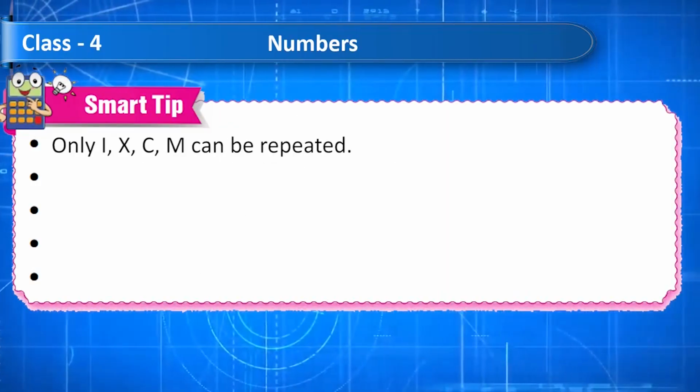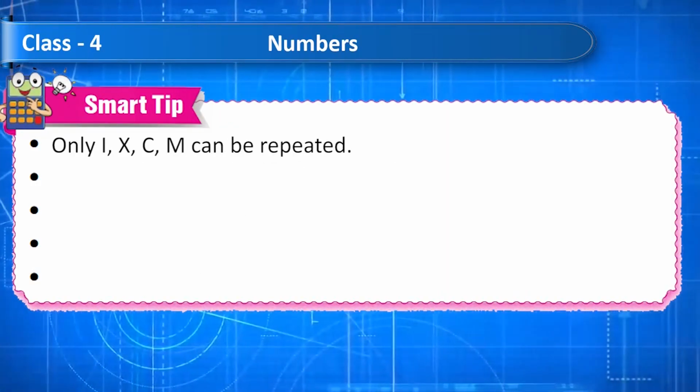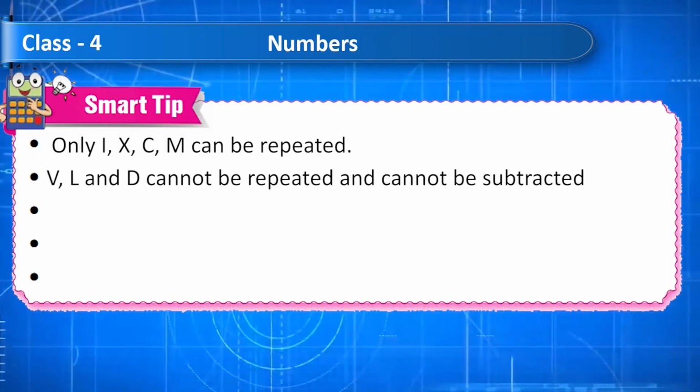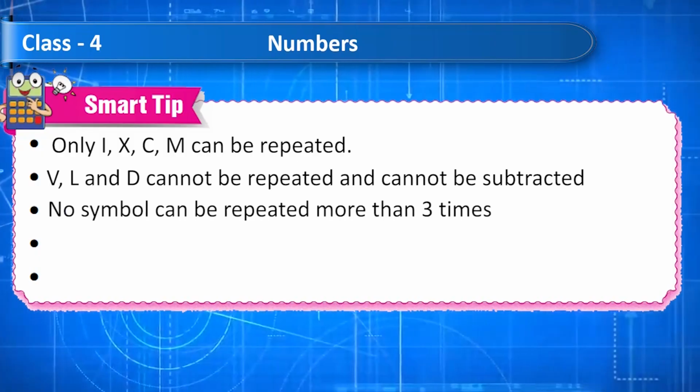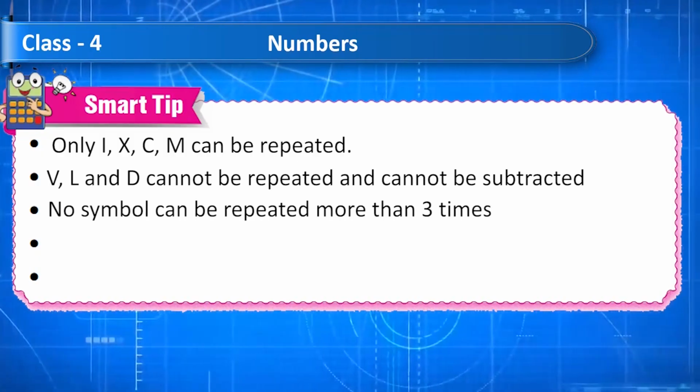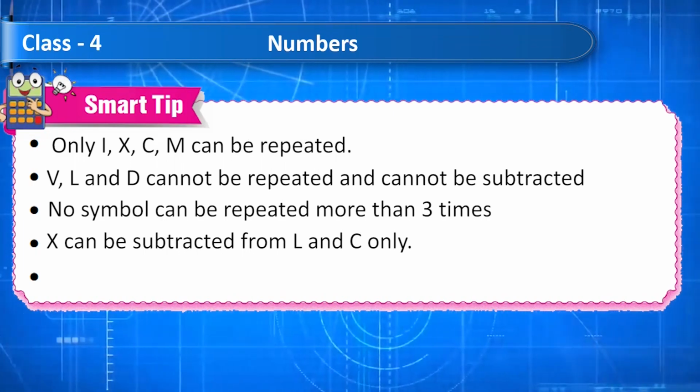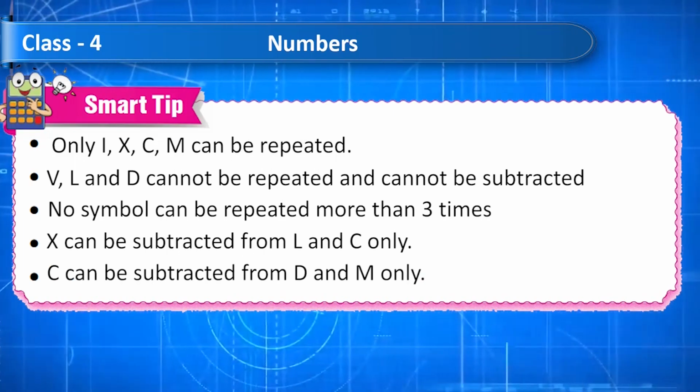Smart tip: only I, X, C, M can be repeated. V, L and D cannot be repeated and cannot be subtracted. No symbol can be repeated more than 3 times. I can be subtracted from V and X only. X can be subtracted from L and C only. C can be subtracted from D and M only.